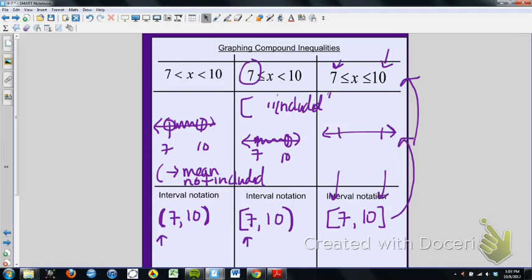So this interval notation translated back into a graph would be closed circle at 7, closed circle at 10, and shading in between. Okay, closed circle is the same as a square bracket. The closed circle on a graph is the same as a square bracket in interval notation.